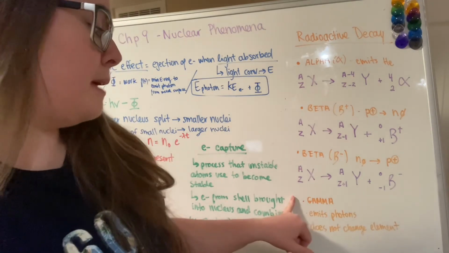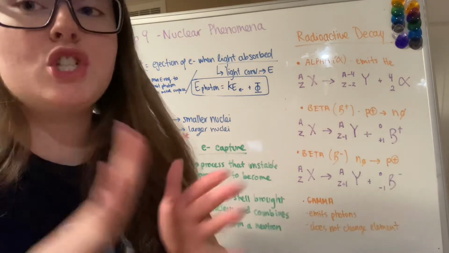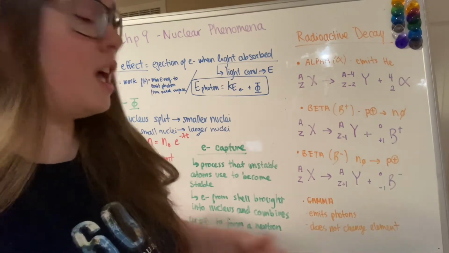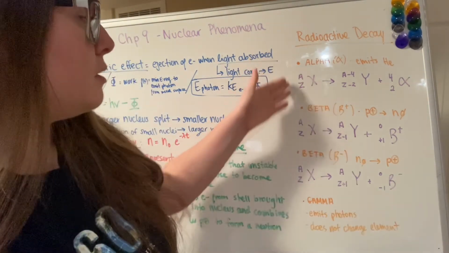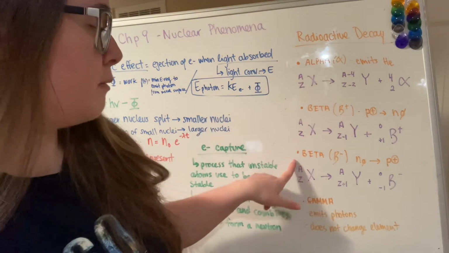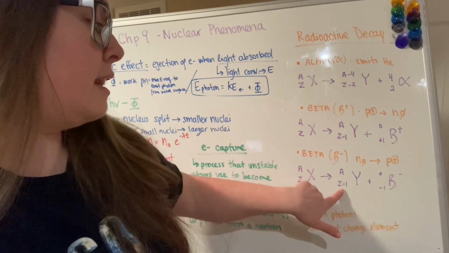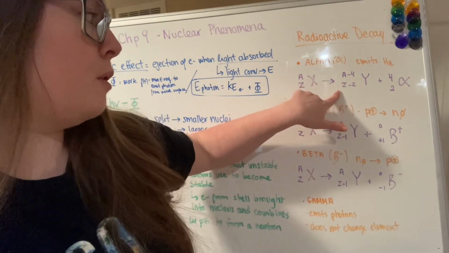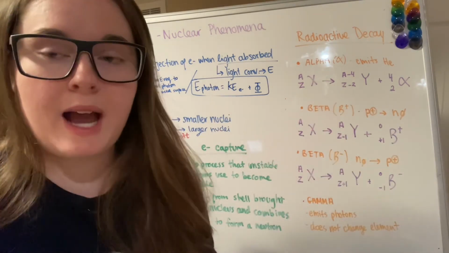And then finally we have gamma decay, which emits photons but does not change the element. So this is simplified, but that's one thing you can definitely remember about gamma decay. With these ones, you'll just have to look at whatever the starting element is and how it changes. Does this number go up by 1, down by 1, down by 2, or what other particles are emitted here? Those are the types of radioactive decay.